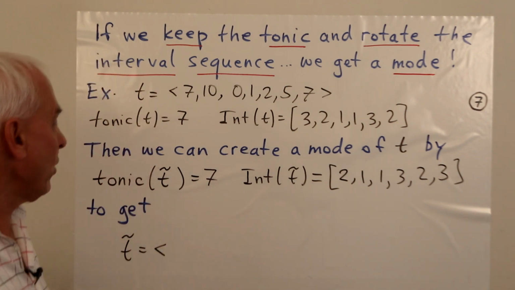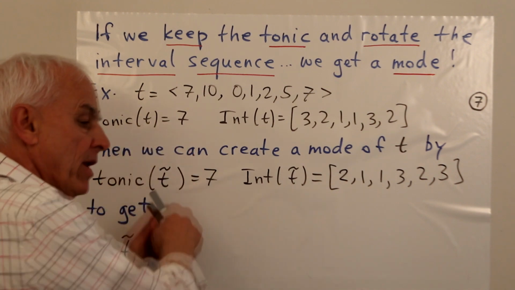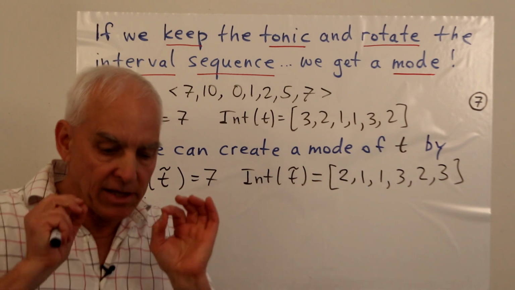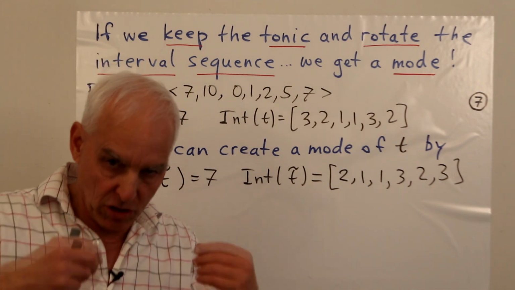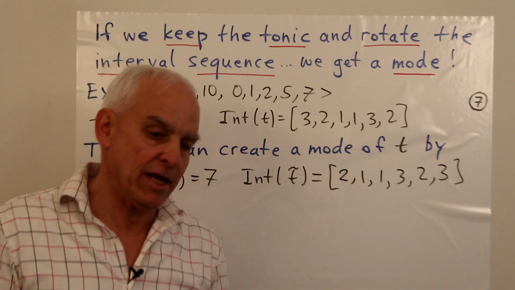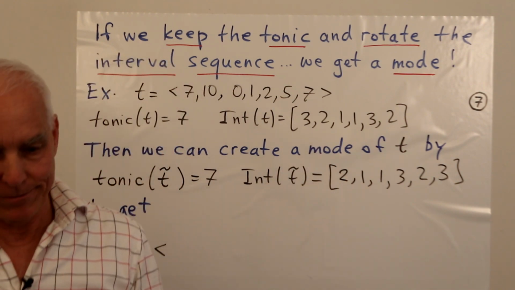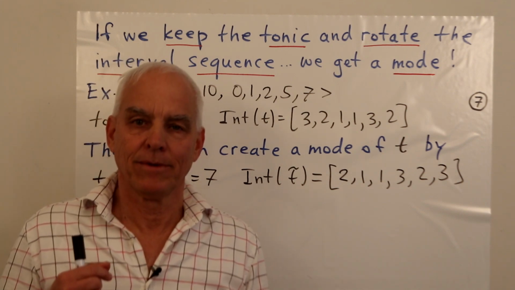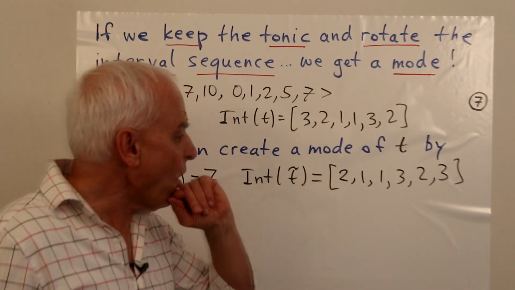How? Well, we leave the tonic where it is. We're creating a new scale, but the tonic, or the starting note, is going to be the same as it is for T. However, we're going to change the interval sequence for it. How? We're going to rotate it. We're going to rotate it in the following way.